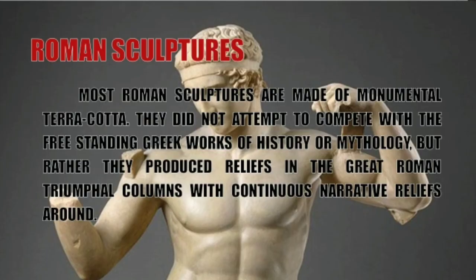Next, Roman sculpture. Most Roman sculptures are made of monumental terracotta. They did not attempt to compete with the freestanding Greek works of history or mythology, but rather they produced reliefs, as in the great Roman triumphal columns with continuous narrative reliefs around.